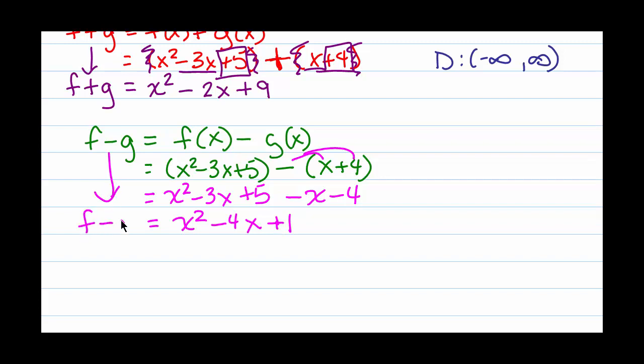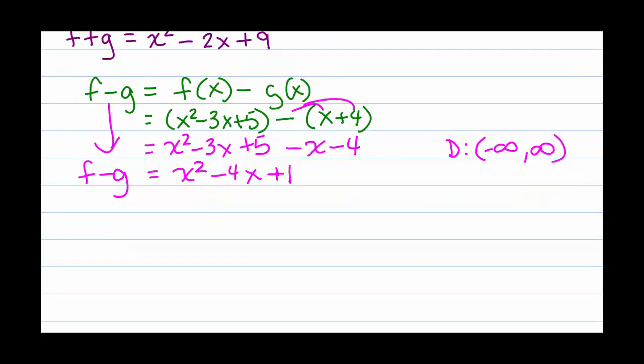Again, do I have a fraction? No. Do I have a radical? No. So therefore my domain is from negative infinity to infinity. My next operation is multiplication, so f times g. So I have x squared minus 3x plus 5 times x plus 4.